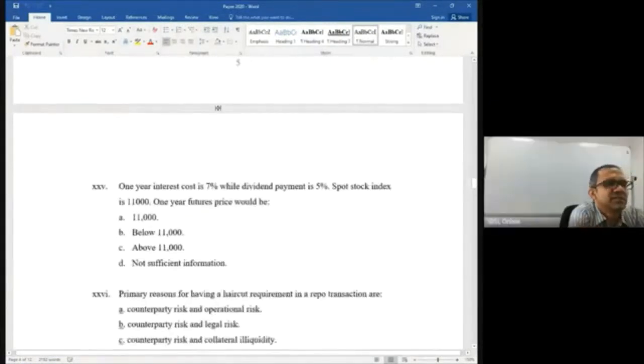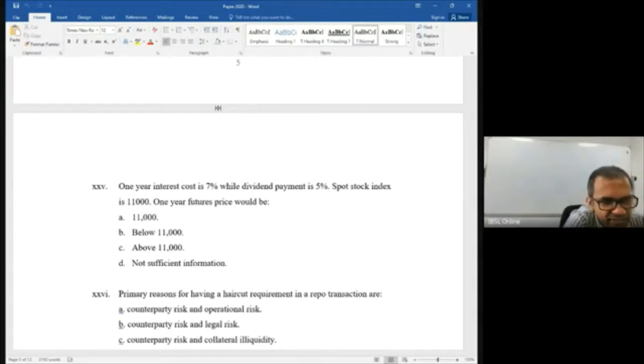One-year interest cost is 7%, while dividend payment is 5%. The stock index, the 1-year futures price would be... So the current spot price, the stock index value, is 11,000. Interest cost is 7%. Dividend payment is 5%. So it's about futures. What would be the futures price?